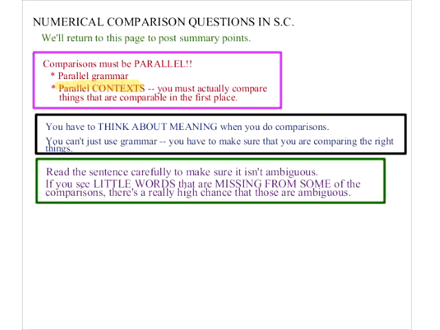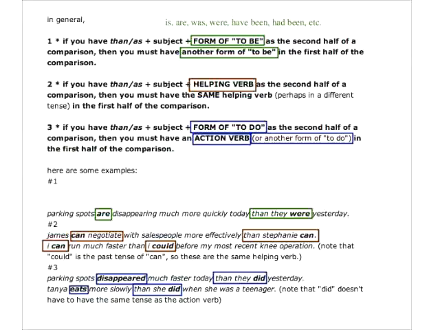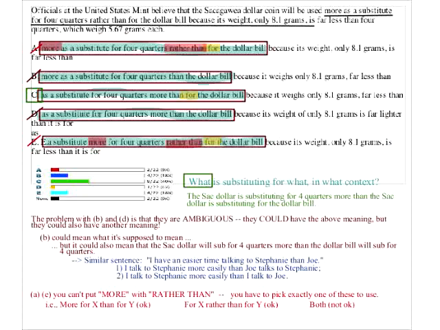So, I mean, again, that's your trigger. You can't look for this all the time. But if you see this sort of thing going on here, where the word for is taken out of a couple of these comparisons, you should think really hard to see whether that is ambiguous. Because in a lot of cases, that's why that little helping verb is there. Or in this case, it's a preposition. Sometimes it's a helping verb.